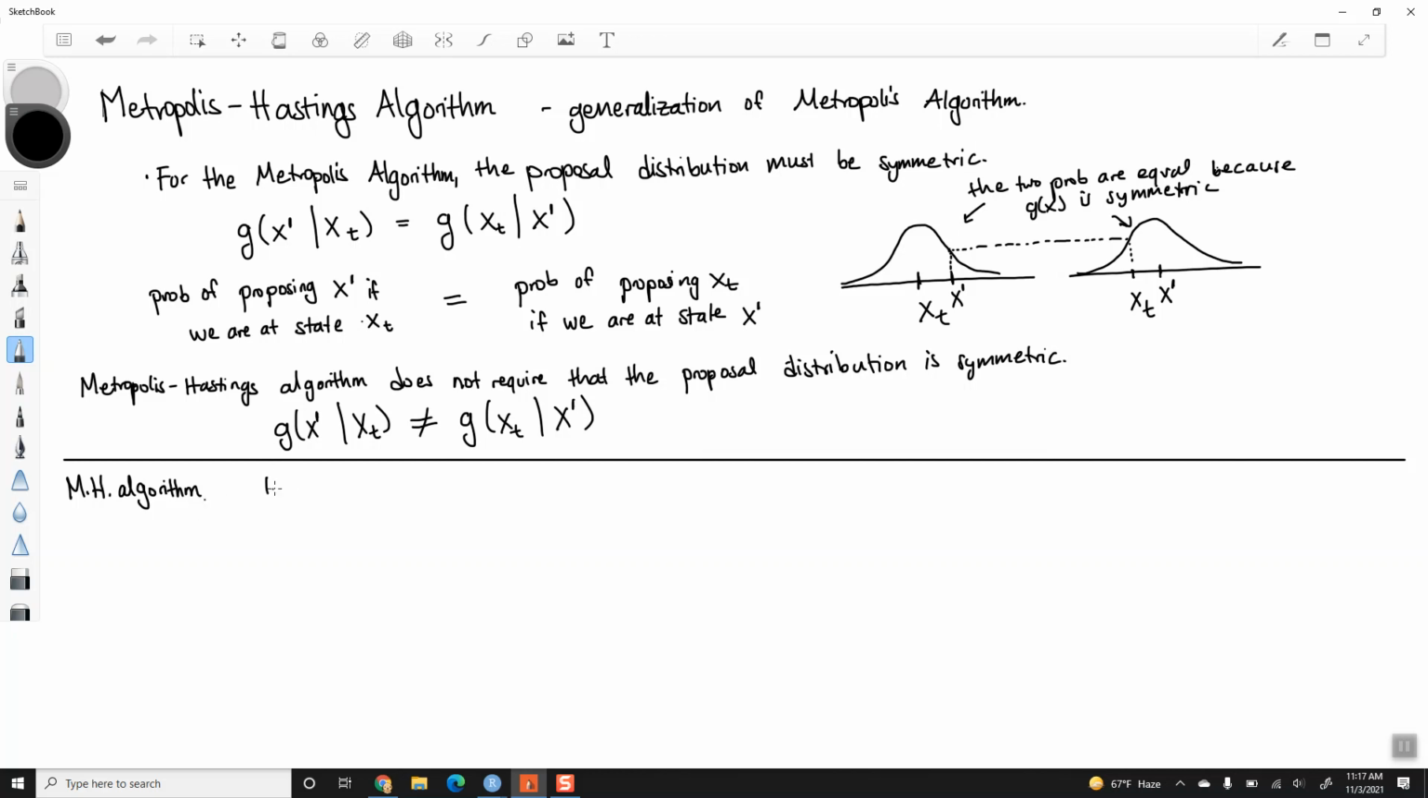Okay, so number one, you pick an initial state x at time 0. Okay. We also have a target probability distribution P of x.